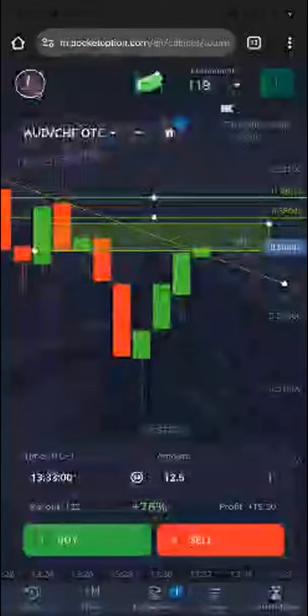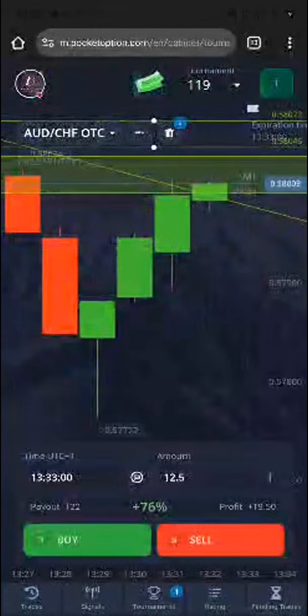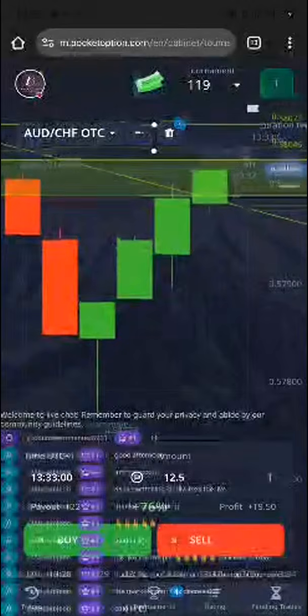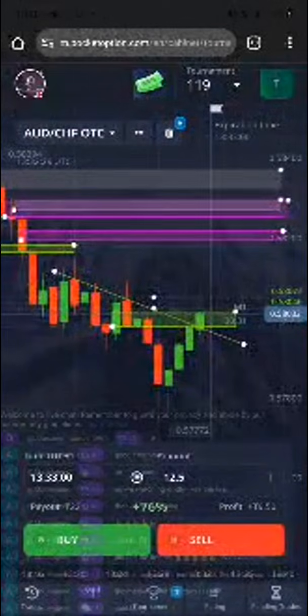You understand? Now we have a gap down in favor of the buyers. I would like to go with sellers, but I can't take the trade right now. Why? Because we have a gap down, and gap downs are in favor of the buyers. You understand? Now we have a third breakout here.